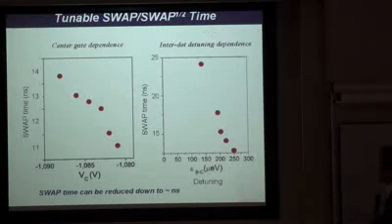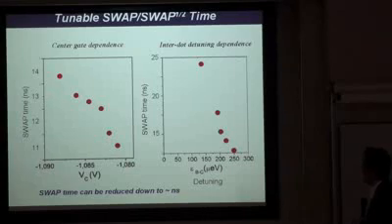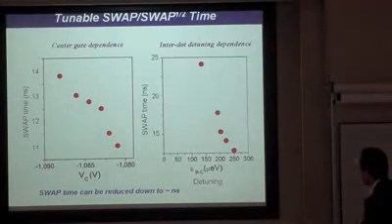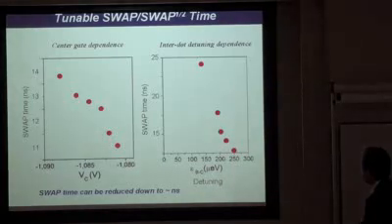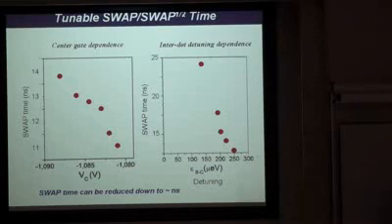Here is a plot of the swap time obtained in the experiment as a function of the center gate, which works to tune the tunnel coupling between the two dots. And this is the case when we tune the exchange coupling as a function of detuning. In any case, the swap time can range between 10 and 25 nanoseconds. The tuning is very efficient. We expect that the swap time can be reduced down to nanoseconds in principle.